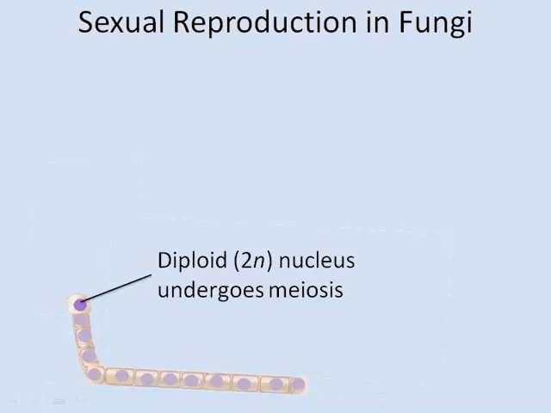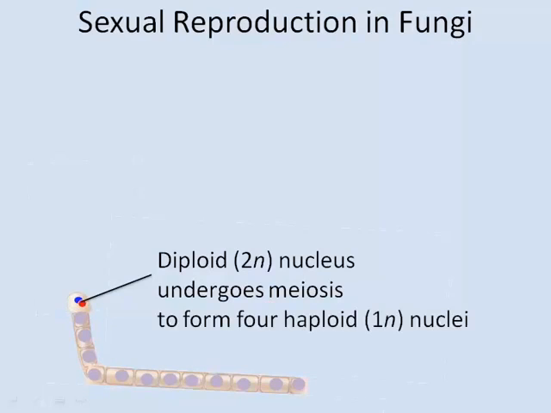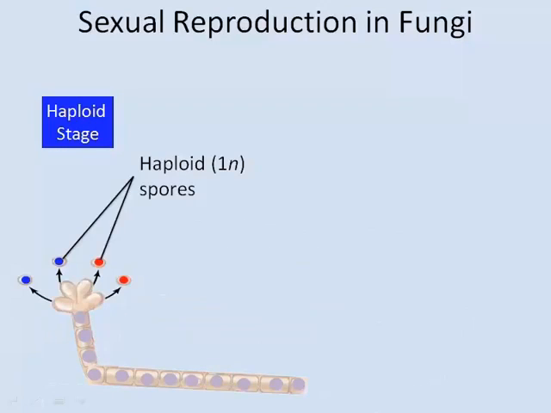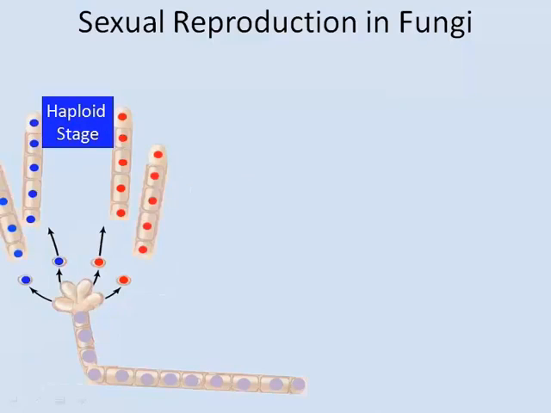Now let's look at sexual reproduction in fungi. Sexual reproduction involves meiosis, which is nuclear division in which the two sets of chromosomes of a diploid nucleus are copied and segregated to create 4 haploid nuclei. This begins the haploid stage in the life of a fungus. Haploid nuclei are shed in haploid spores, which germinate to form haploid hyphae and mycelia.